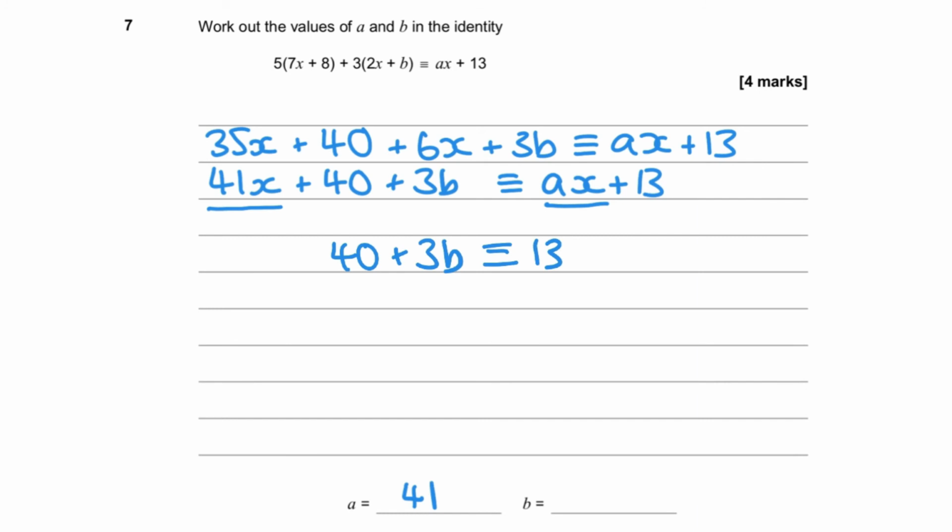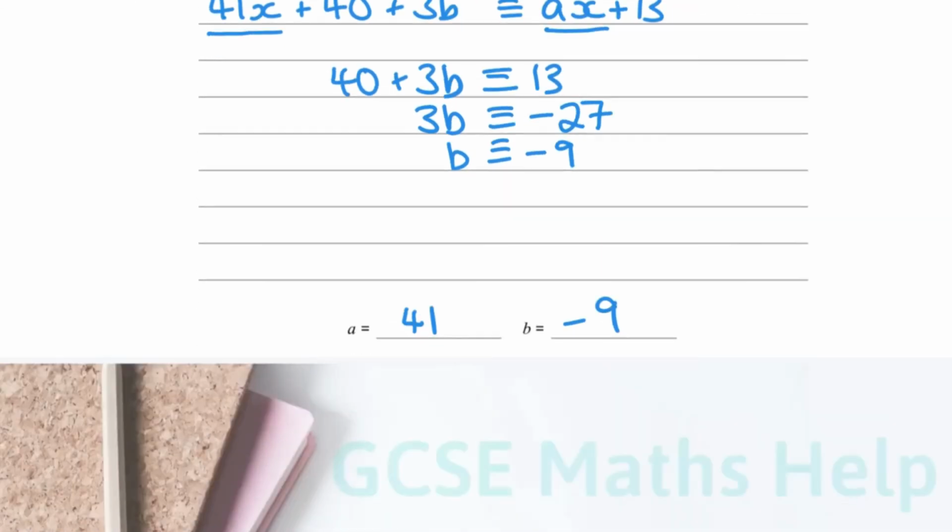So we can use this to find b. So if we minus 40 from both sides, we get 3b is always equal to minus 27. Divide both sides by 3 to give us b is always equal to minus 9. So we can pop that in at the bottom.